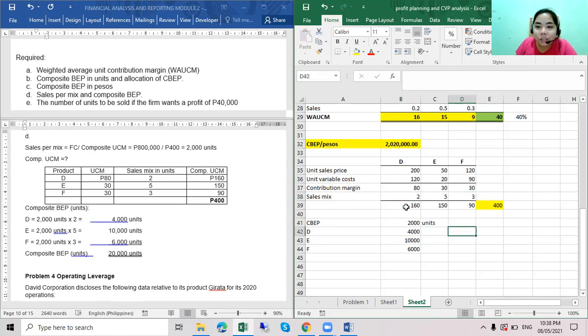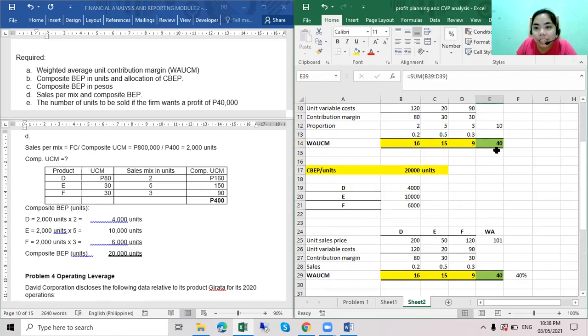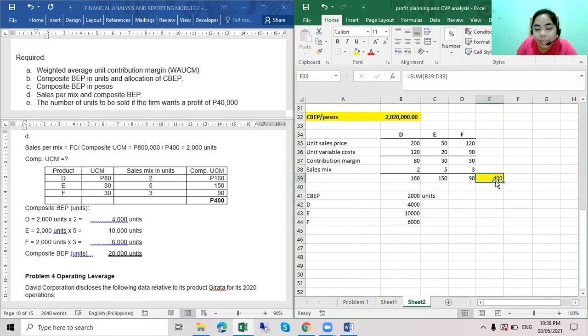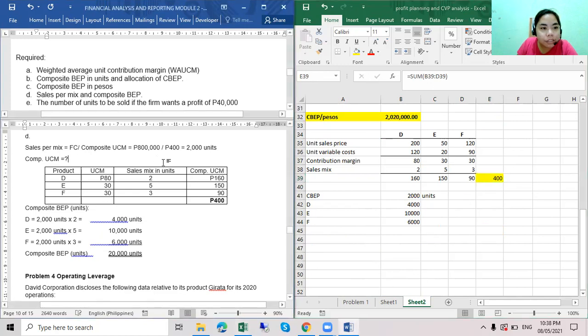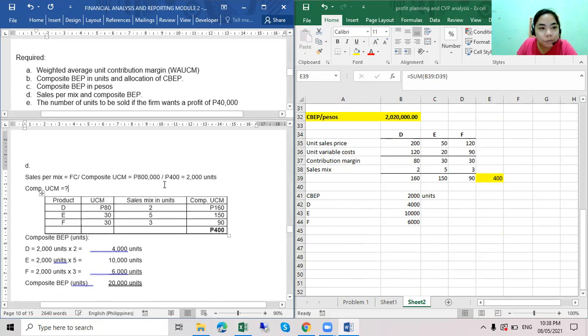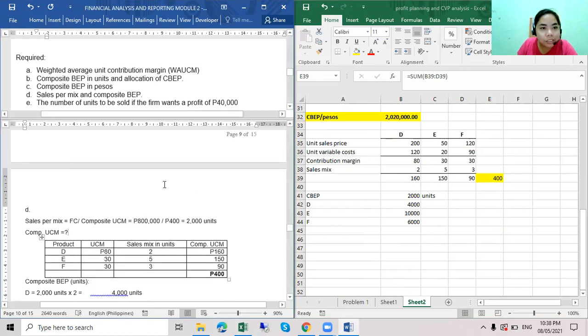Okay. So gin total ya de. Total ya is 400. Same man dire sa natabo. No? So here, ang iyang ang tawag ya dire is sales, no. This is the unit contribution margin, composite contribution margin.